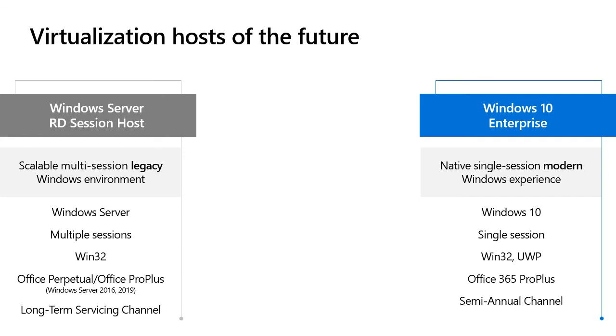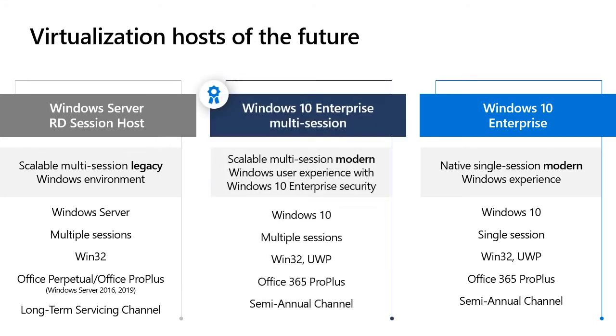Now, what we are trying to do here is the virtualization hosts in the future. So there are now two types of hosts. You have Windows Server RD session hosts, and you also have Windows 10 Enterprise hosts. The native type of session that you have on Windows 10 Enterprise is a native single-session modern Windows experience, which kind of makes sense because Windows 10 Enterprise is intended to be installed on a single PC. That's why you have a single-session Windows experience. So it can run UWP applications as well as Win32-based applications, Office 365 Pro Plus, and so on. What Windows Virtual Desktop actually enables is Windows 10 Enterprise Multi-Session.